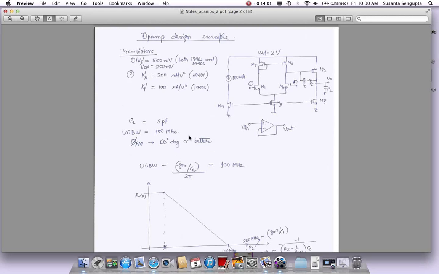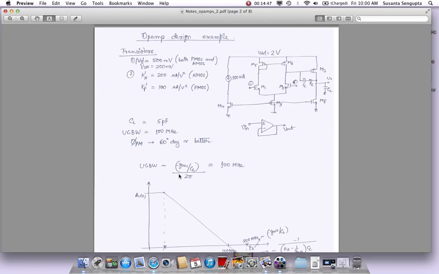We will also assume that we try to drive a 5 picofarad load. The load that we are driving may be up to 5 picofarad, and we'll use it as a buffer as shown here, where this output terminal would actually be connected to the negative input. So Vin we will apply to the positive terminal, and whatever we apply there should show up at the output. It acts as a buffer. But how much load is it going to drive? Let's say 5 picofarad. How fast do we want it? Maybe we want this op-amp to be 100 megahertz speed. So let's put the unity gain bandwidth of this op-amp at 100 megahertz, and we want a phase margin of 60 degrees or better.